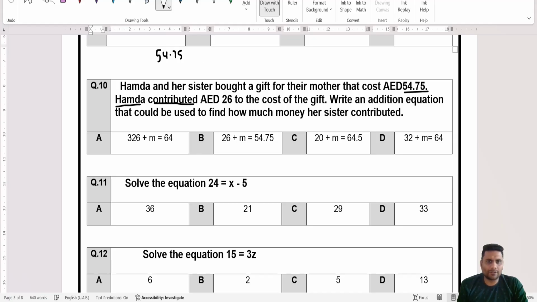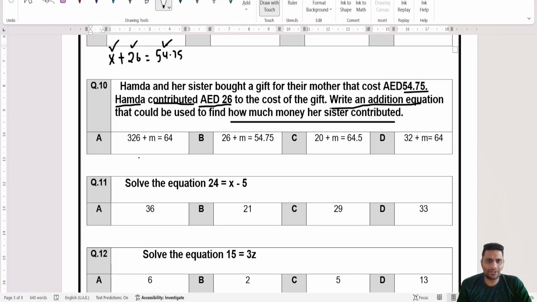Hamda contributed 26 dirham to buy this gift. What was the contribution of Hamda? 26, plus the rest of the money will be given by her sister. So let's say the sister gave x dirham. Now it says write an addition equation that can be used to find how much money her sister contributed. So we already made the equation: the sister gave x dirham, Hamda gave 26 dirham, and the total money should be equal to how much? 54.75 dirhams. That is the price of the gift.